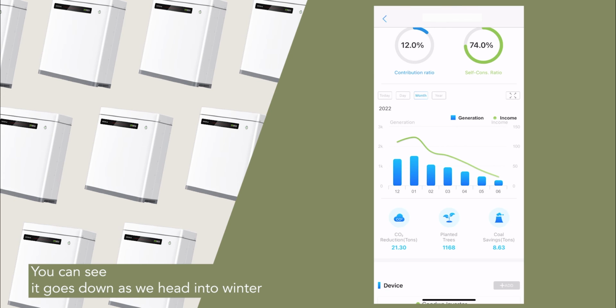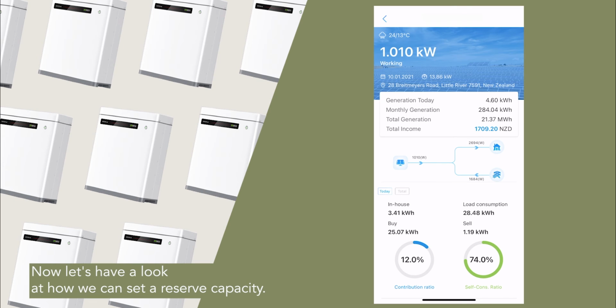And monthly, you can see it goes down as we head into winter. Now let's have a look at how we can set a reserve capacity if you have a battery, as well as how we can set manual charging mode from the grid.